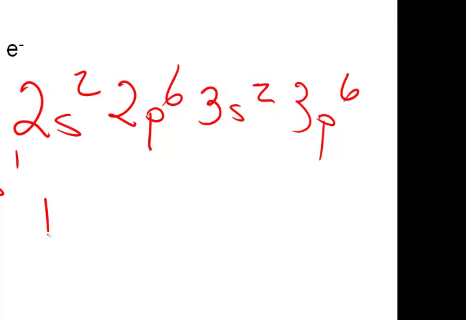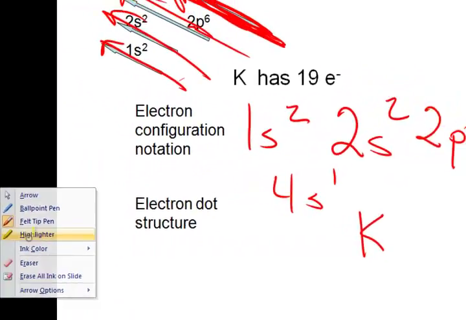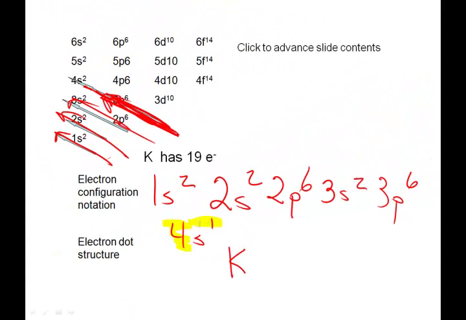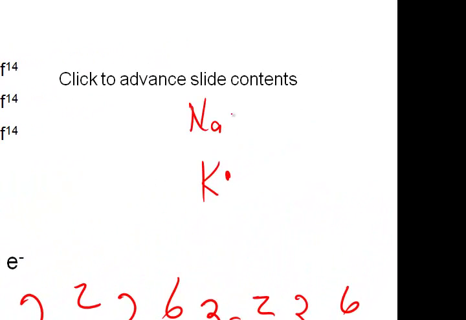So this means that potassium, with only one valence electron in its highest energy level, only has one dot. But we expected that because potassium is just like sodium, is just like lithium, is just like hydrogen when it comes to its electron dot structure.